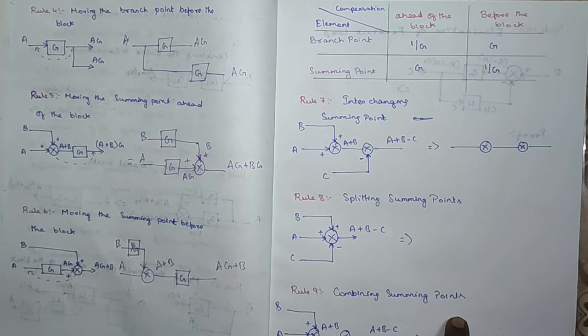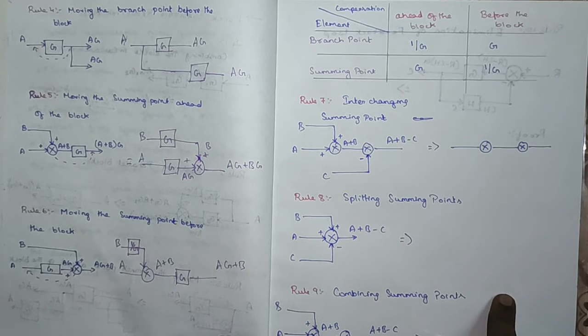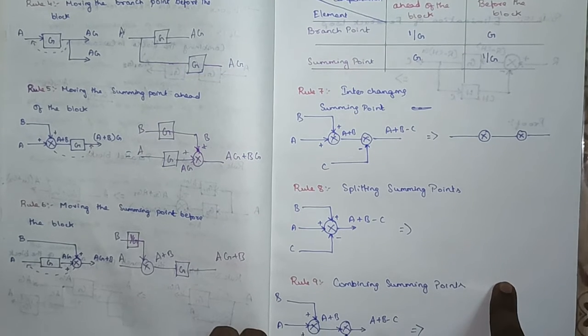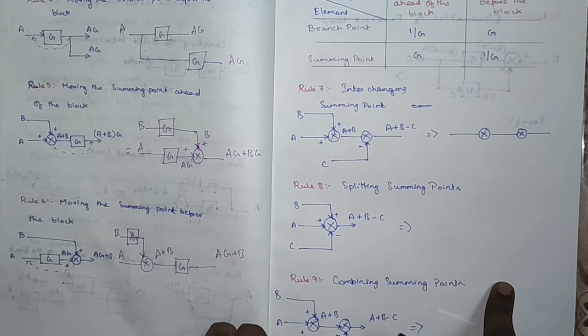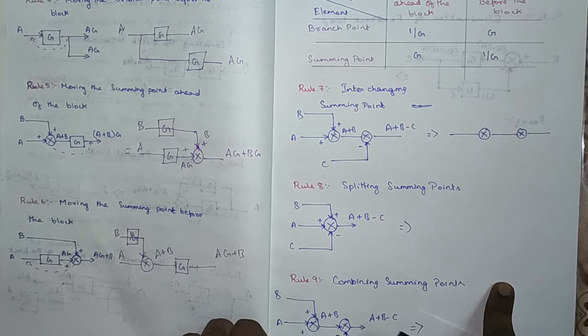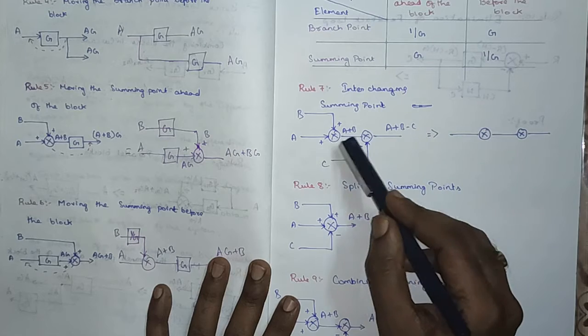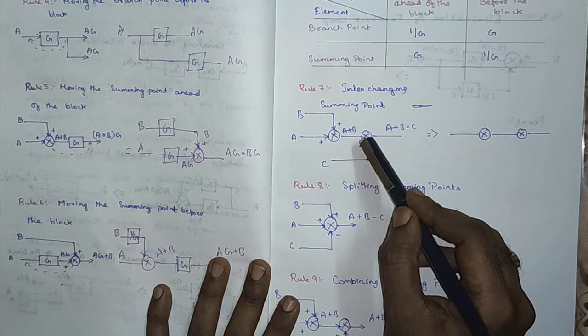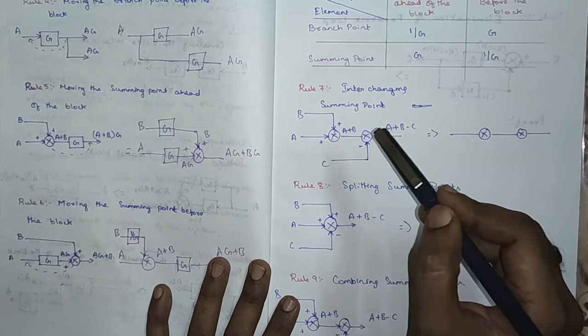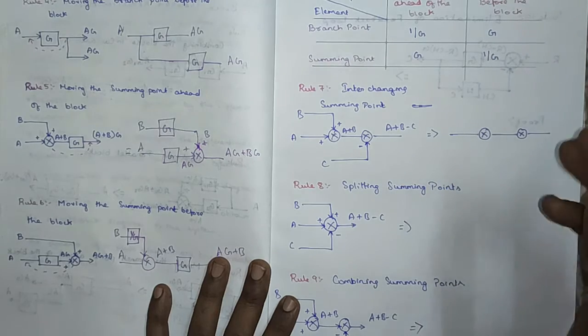Rule number 7, 8, 9 are so simple because it is just playing with summing points, because summing points can accommodate 3 inputs and 1 output. So the first one, rule number 7, is interchanging the summing point. Here we have 2 summing points, and they are asking you to interchange and check whether the output is the same. So we are doing that.